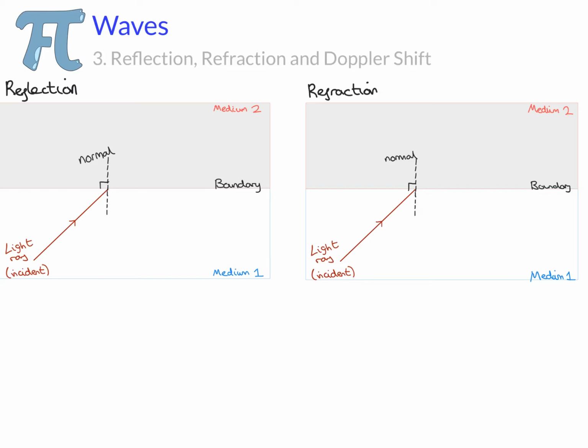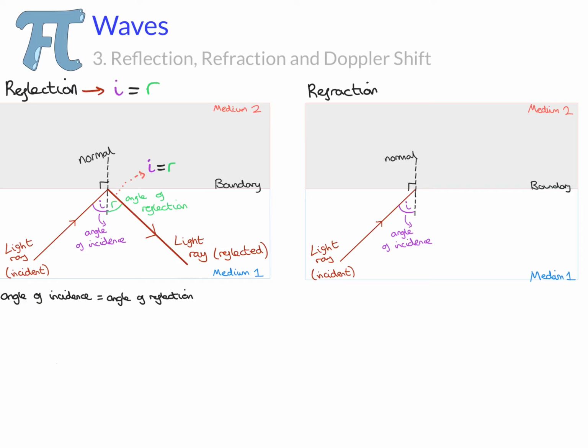As the light comes into the boundary, we call the angle between it and the normal the angle of incidence. When a wave reflects off of a surface, it bounces straight back off of it. This angle between the outbound light ray and the normal we call the angle of reflection, and we find that the angle of incidence is always equal to the angle of reflection. It bounces off at the same angle it came in at.